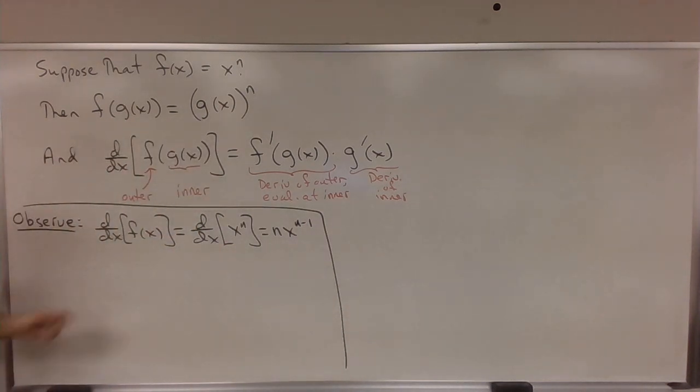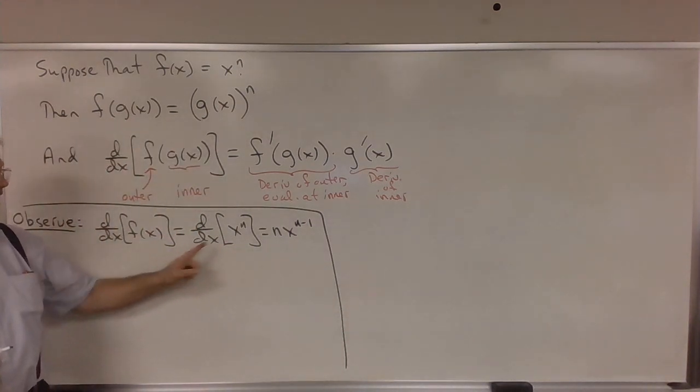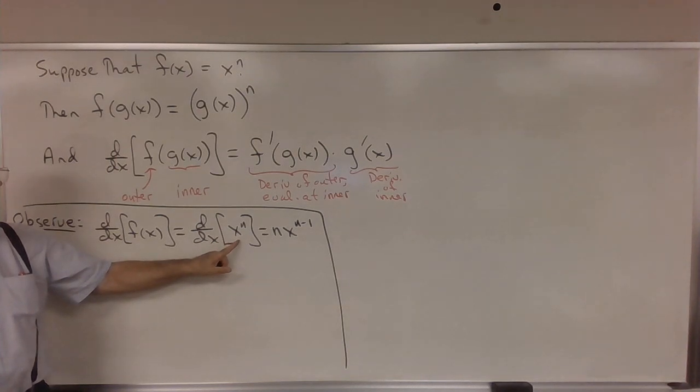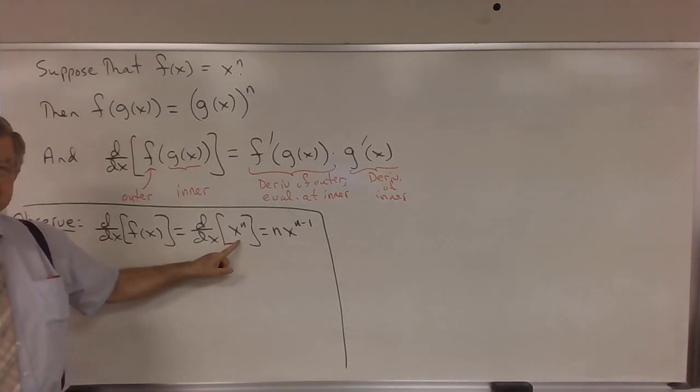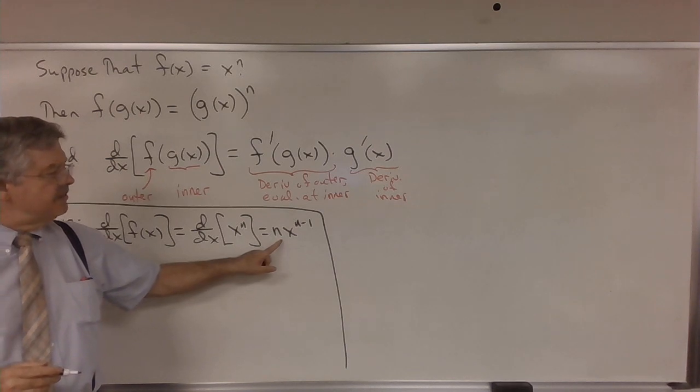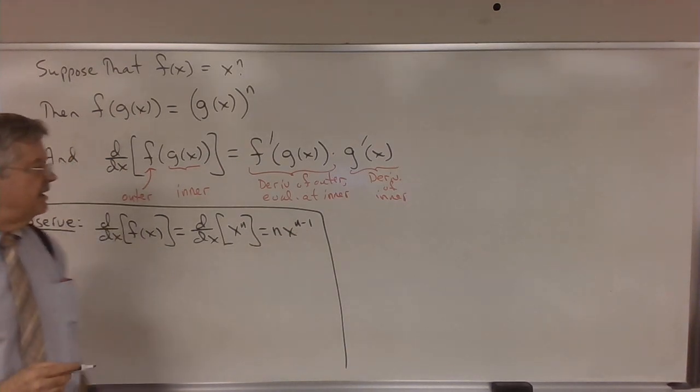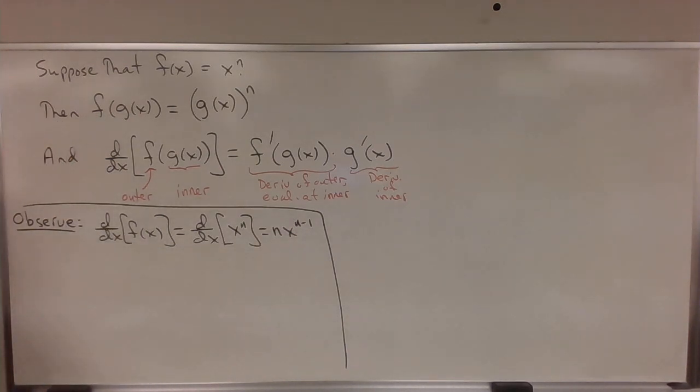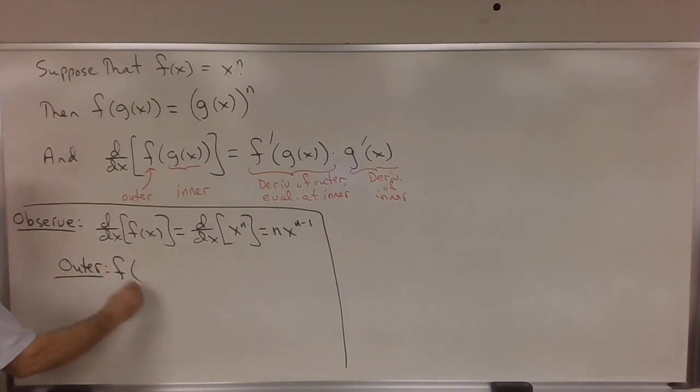So the derivative of f of x is the same as the derivative of x to the n. And that's just the power rule. N times x to the n minus 1. Now, in the context of this exercise, f evaluated at something is the outer function. So let's note that. The outer function is f evaluated at something.